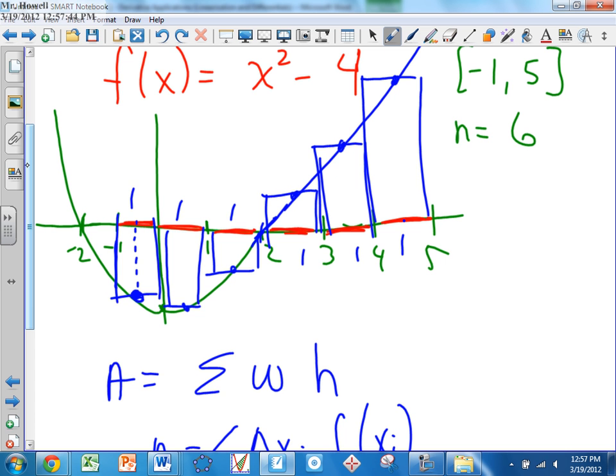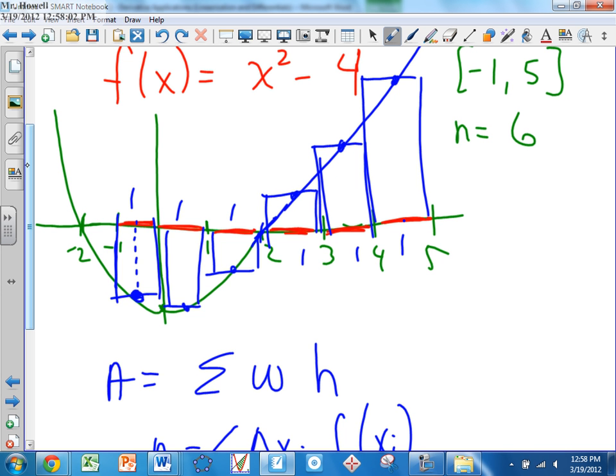So again, the first one was 0.5. The height of this is 1.5, f of 1.5, f of 2.5, f of 3.5, and then f of 4.5. Notice what's happening. You're doing f of what?